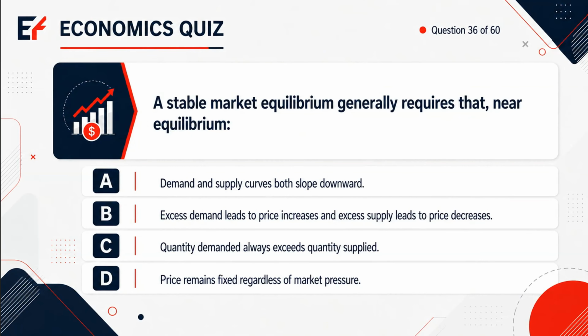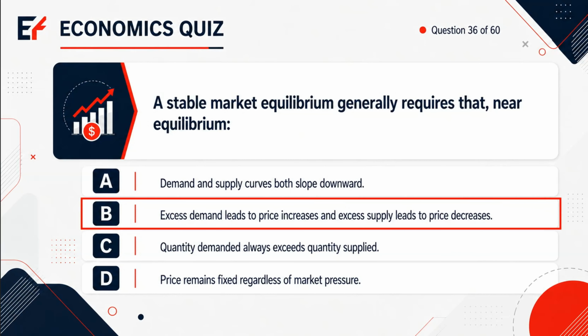Question 36. A stable market equilibrium generally requires that near equilibrium, A, demand and supply curves both slope downward. B, excess demand leads to price increases and excess supply leads to price decreases. C, quantity demanded always exceeds quantity supplied. D, price remains fixed regardless of market pressure. The correct answer is B. Let's see how the market corrects itself.